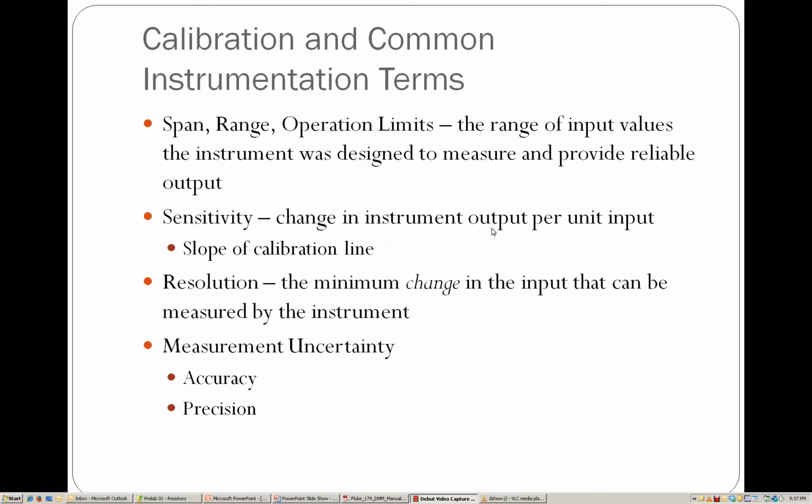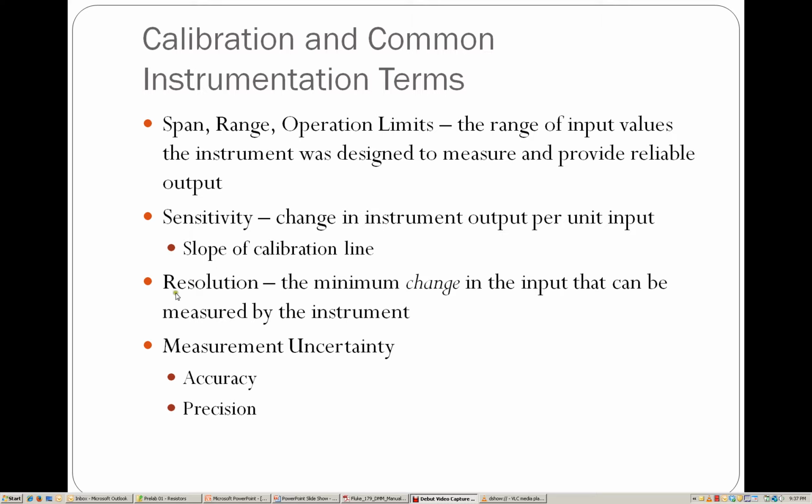So, what is the change in the voltage going to be per each pound of force that we apply to the load cell? Or how is the output voltage going to change when we increase the temperature by 1 degree for a temperature measurement device, so on and so forth. And the sensitivity can be determined from the slope of the calibration line, because the slope of the calibration line tells us how quickly the output is going to change relative to the input.